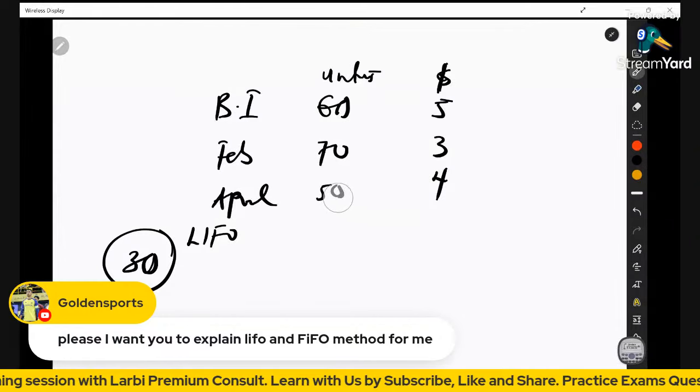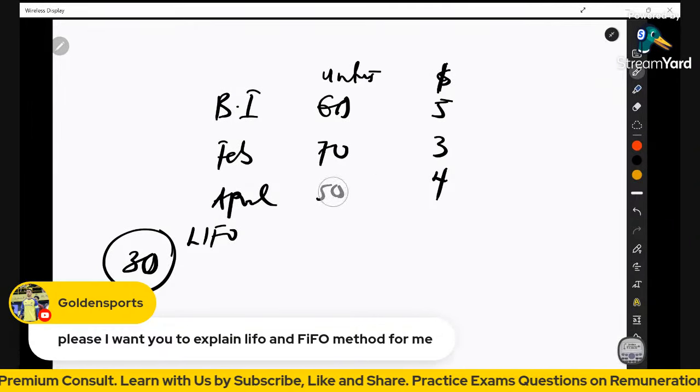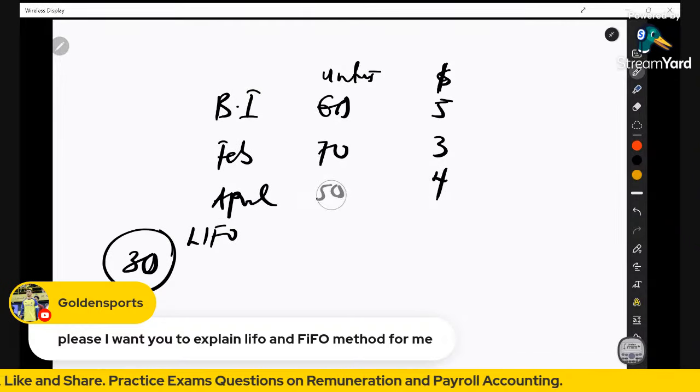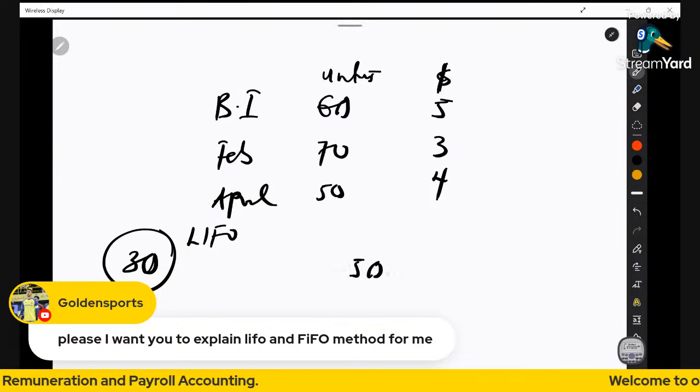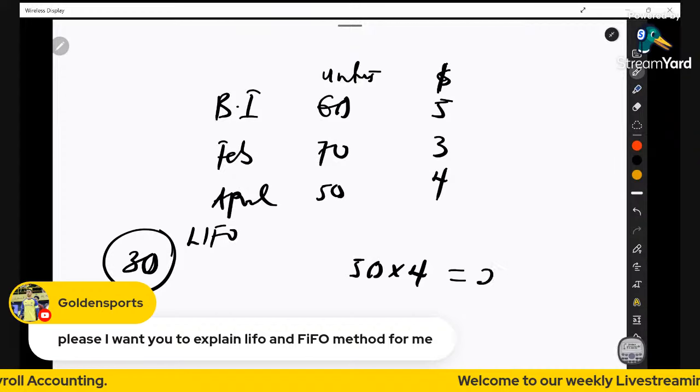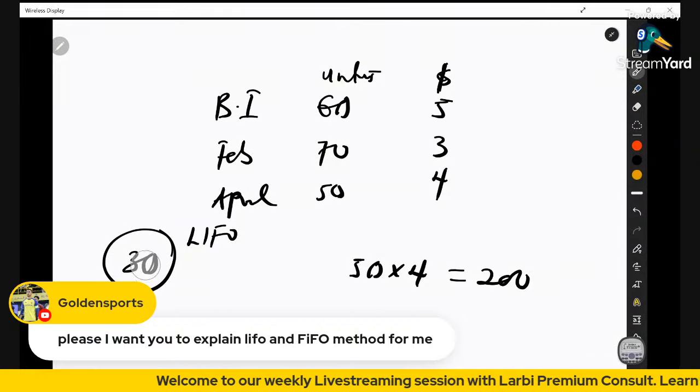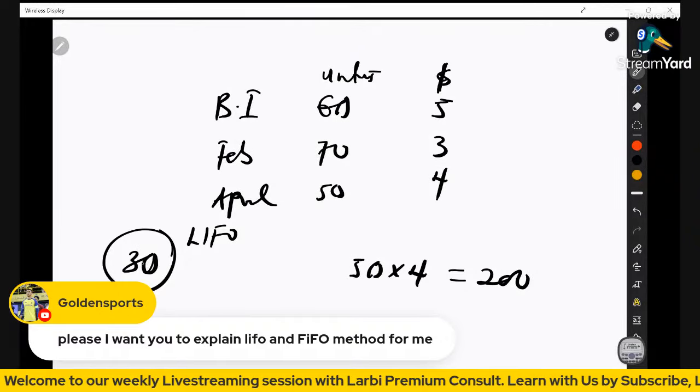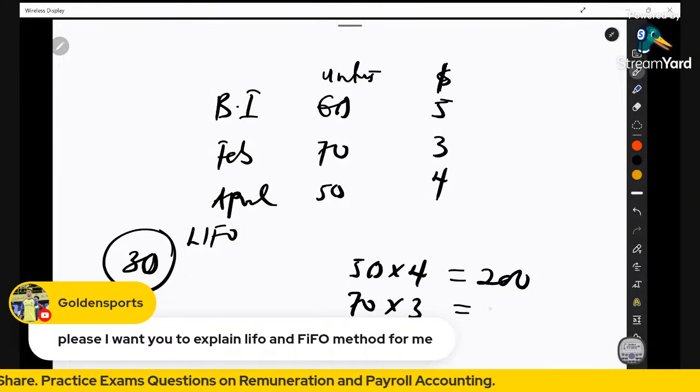So April's inventory must go out first, meaning last in, first out. It came in last, but it is the one going out first because of the principle. So for April we have 50 multiplied by 4, and we get 200. Then that will be out. And then the 70 will also be out, so we have 70 multiplied by 3, and we get 210. That is also out.